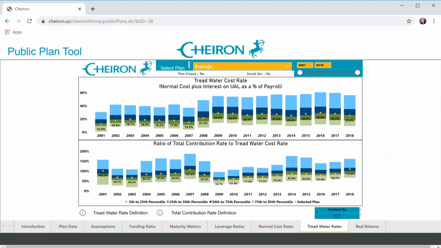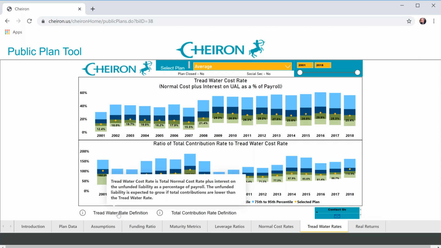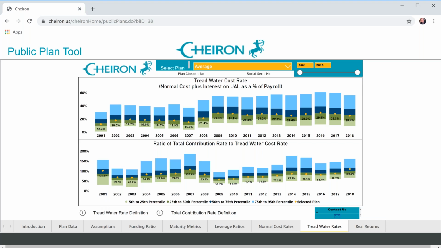The definition of tread water rate can be found at the bottom here by hovering over definition. It's the normal cost, which is the cost of benefits being earned, plus interest on the unfunded actuarial liability as a percentage of payroll. This term, tread water, is gaining popularity. I've seen it mentioned in several surveys and publications.